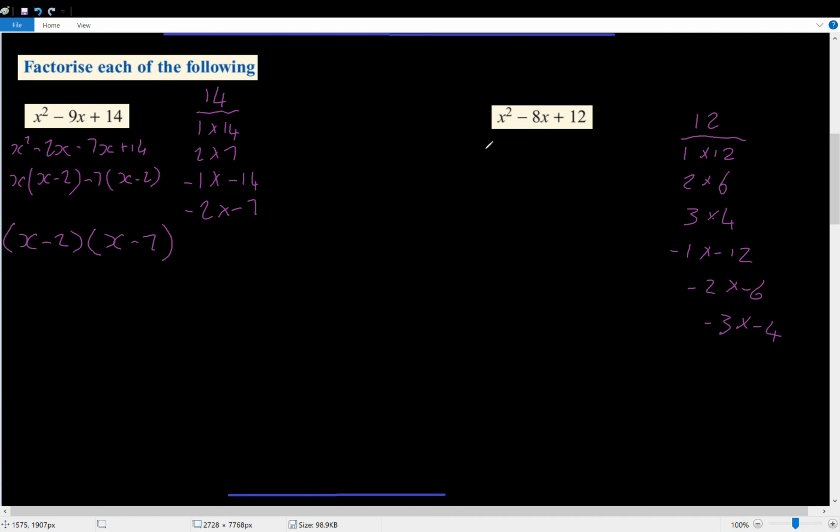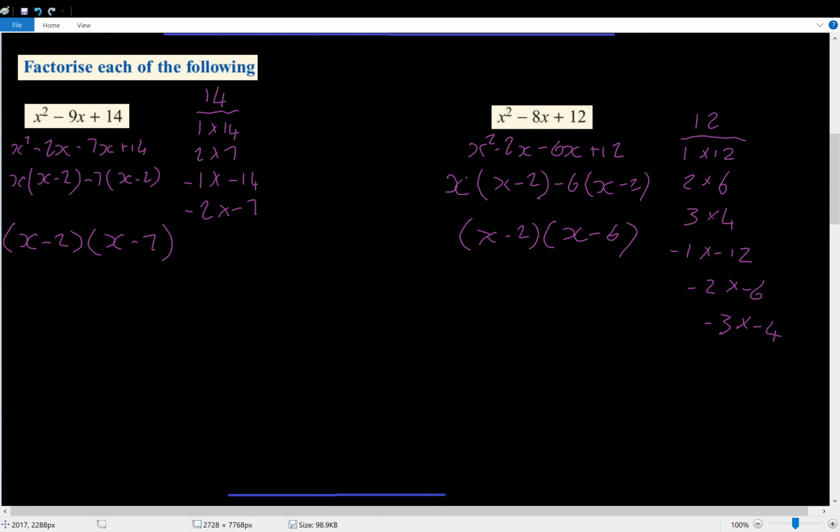So let's rewrite our expression. We get x squared minus 2x minus 6x plus 12. Now we're going to factorize that by grouping. We pair the first two together, and we have x times x minus 2. And for the second two, the highest common factor is going to be minus 6, so we get minus 6 times x minus 2. So we finish off the factorization, and we get x minus 2 multiplied by x minus 6, like that.